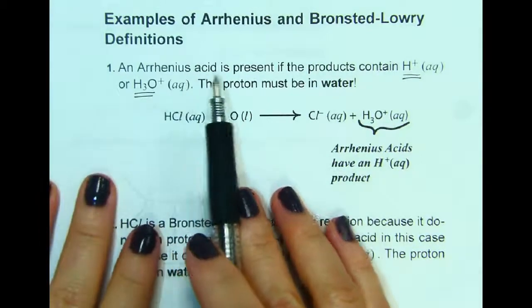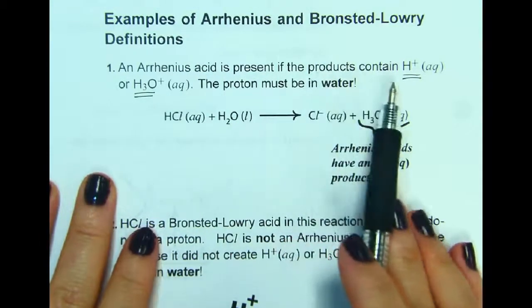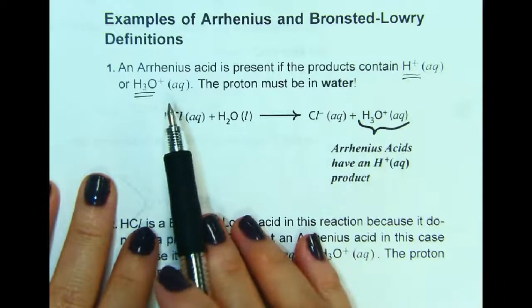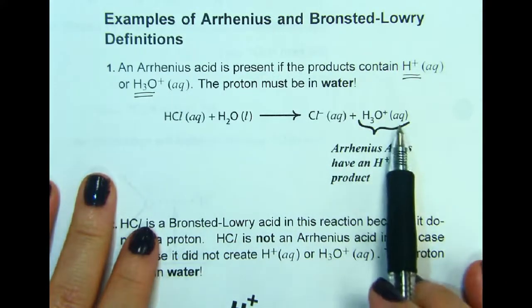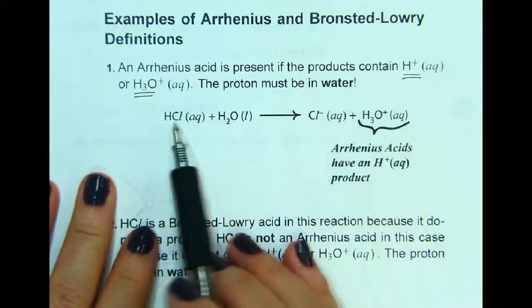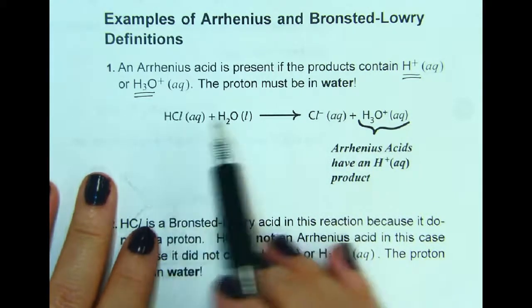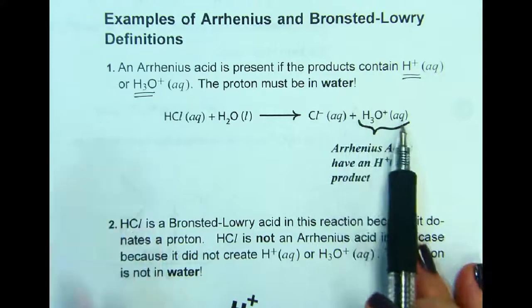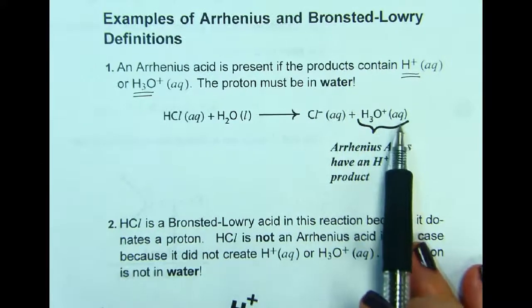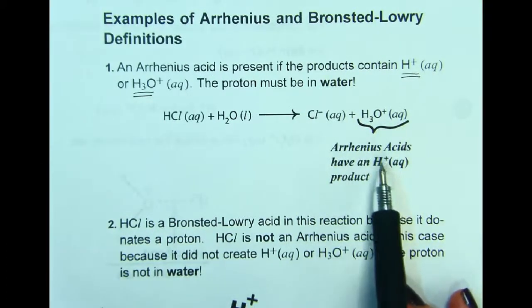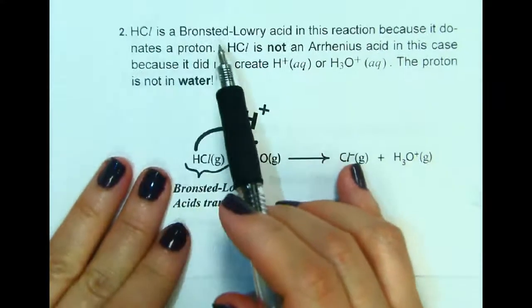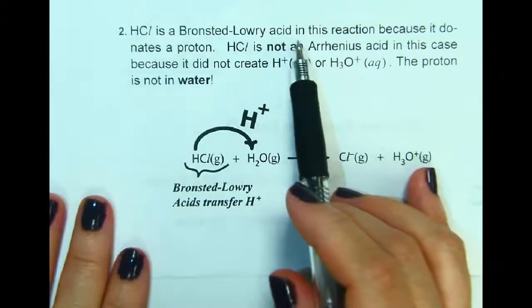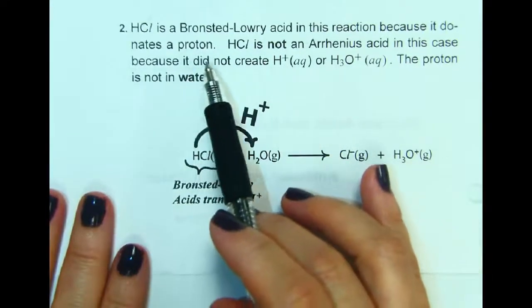Examples of Arrhenius and Bronsted-Lowry definitions. An Arrhenius acid is present if the products contain a hydrogen or a hydronium ion. The proton must be in water, which means it has to end up being aqueous. So you have HCl plus H2O, and because one of the products is hydronium, aqueous, then that means this is an Arrhenius acid. As opposed to here, where you have HCl plus HCl is a Bronsted-Lowry acid in this reaction because it donates a proton.